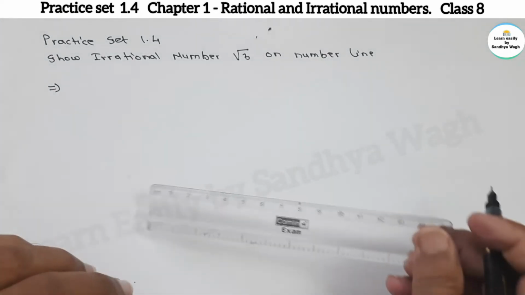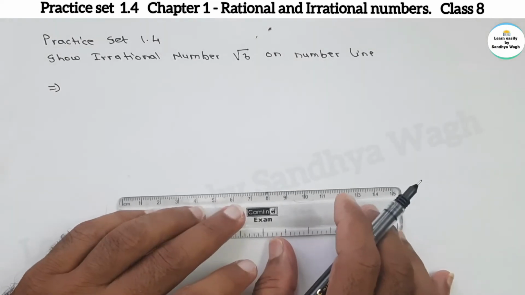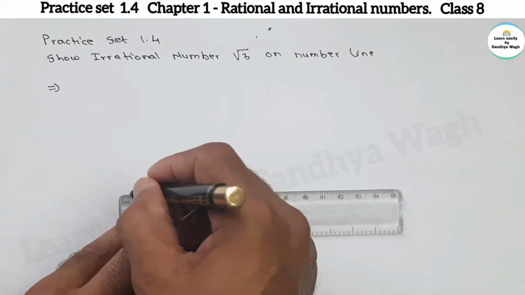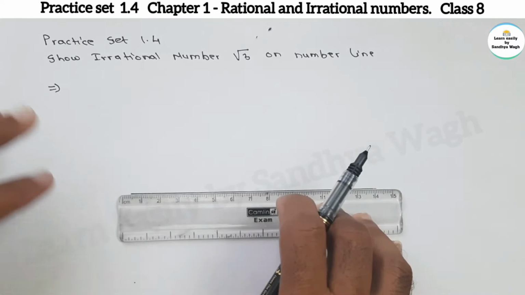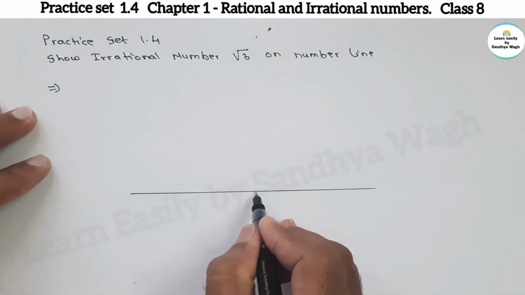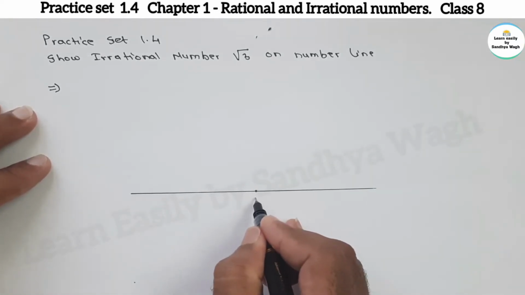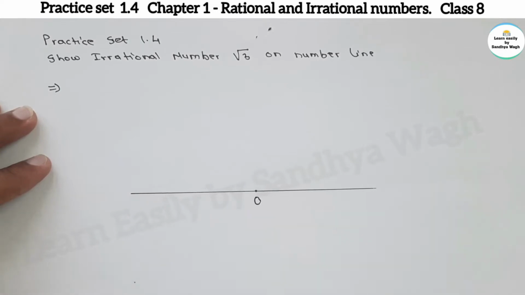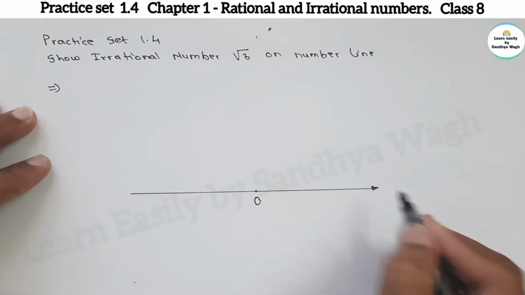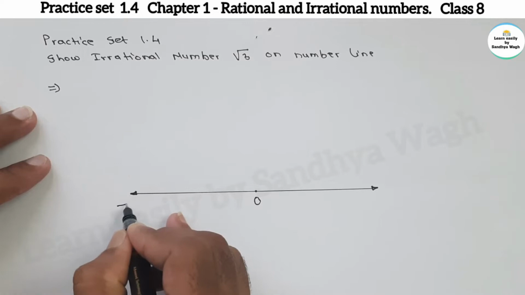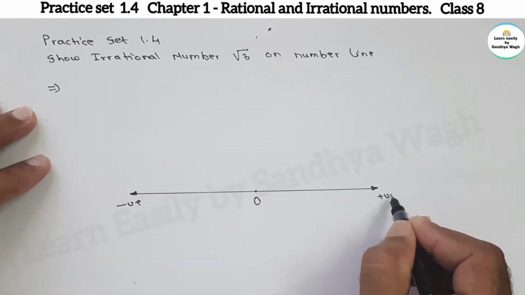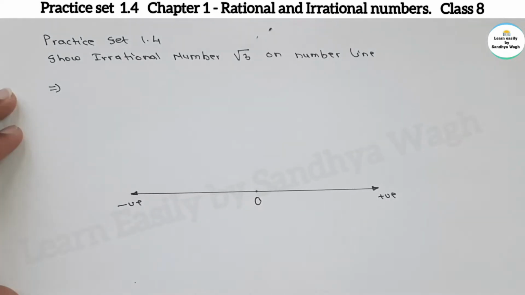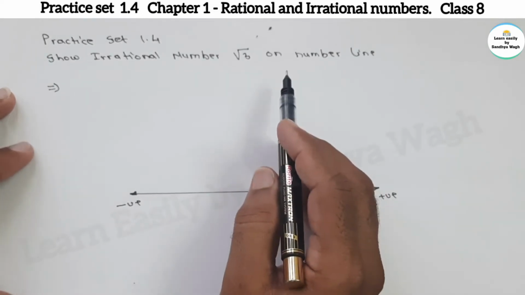So first, mark a number line, and we will quickly revise how we have marked the irrational number root 2 on the number line. Let this be the center point O. These are positive numbers, these are the negative numbers, positive and negative numbers on the number line. Now again we will use the Pythagoras theorem.